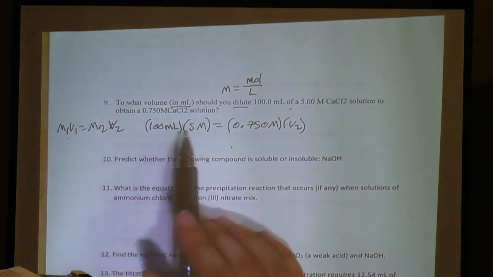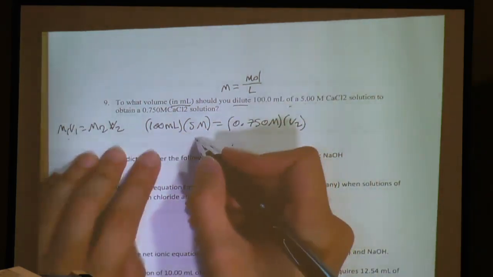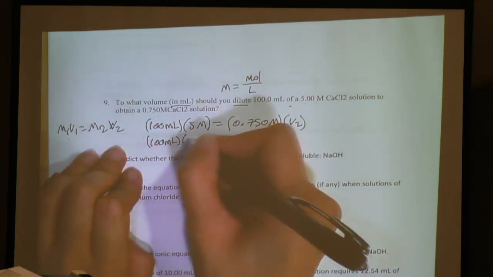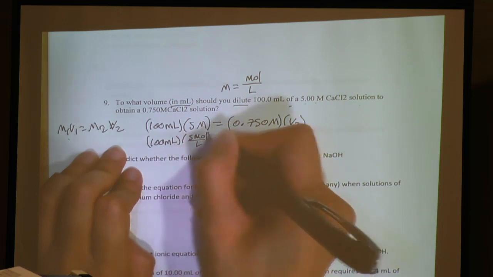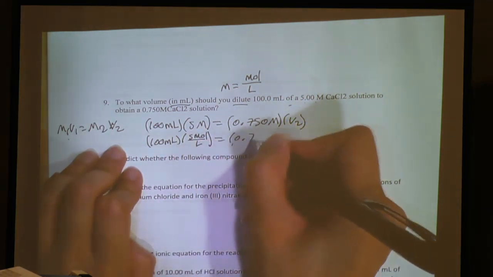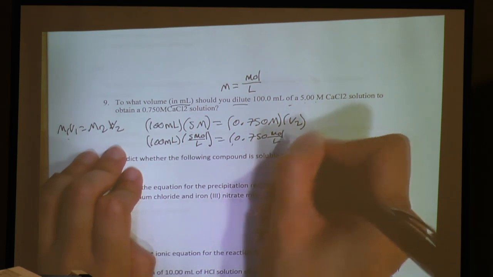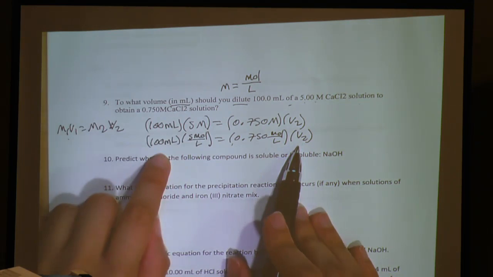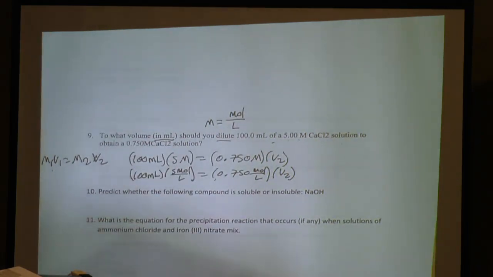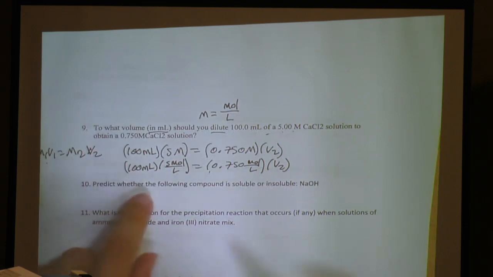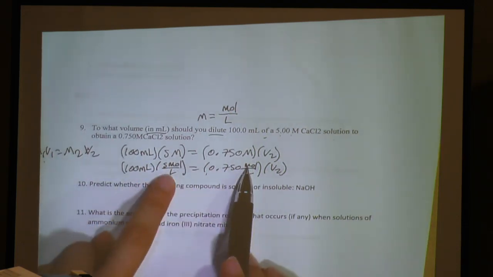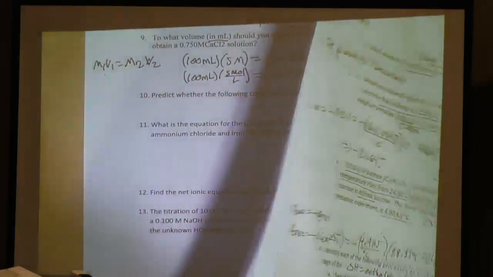Right, so in this case, what we're going to do is we have 100 milliliters times, I could rewrite this as 5 moles per liter is equal to 0.750 moles per liter times our volume, times our V2. So now we're going to solve for V2, right? And I'm just going to show you how this works out, why we don't have to convert this. Basically, these units are going to cancel each other out. That's why we could do it like this. So I'm just going to grab some scratch paper.